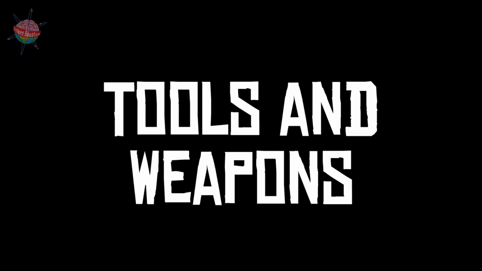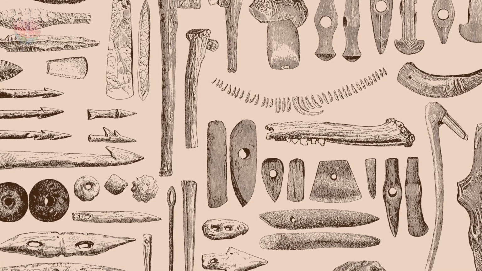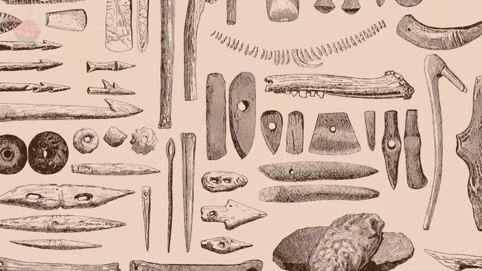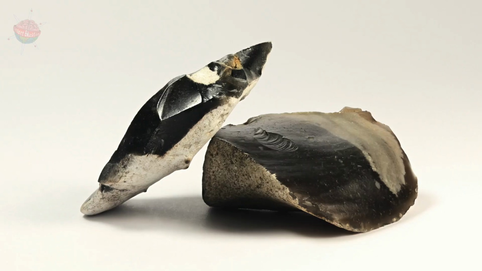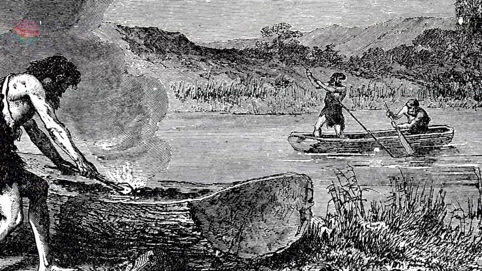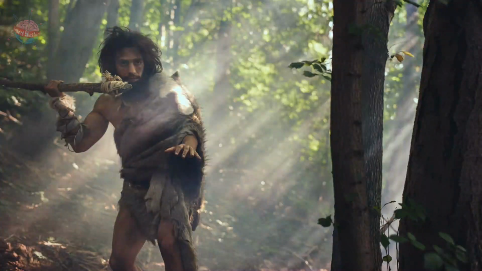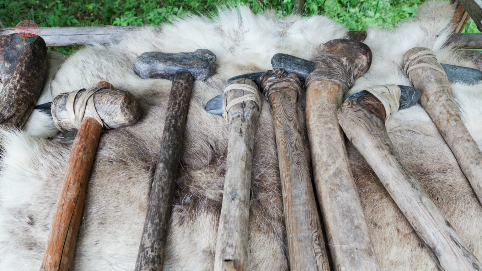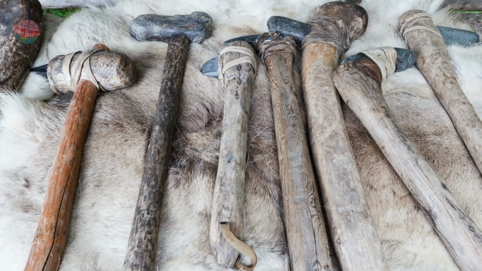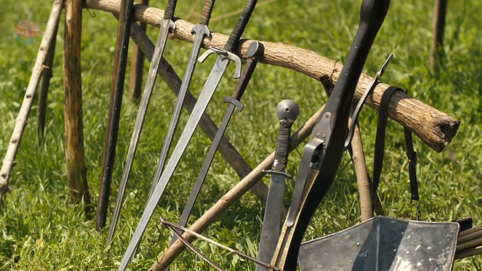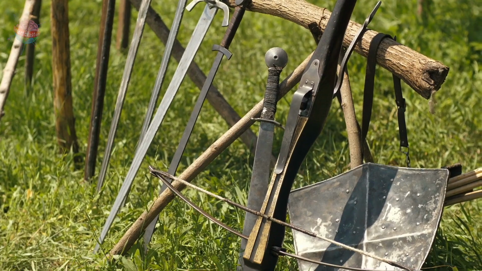Tools and weapons. Stone Age tools and weapons were made of bones, antlers, or stone, such as flint or obsidian. During the Mesolithic period, people learned how to make harpoons, spears, bows, and arrows. Spears and axes were common during the Bronze Age, while Iron Age weapons also included swords and shields.